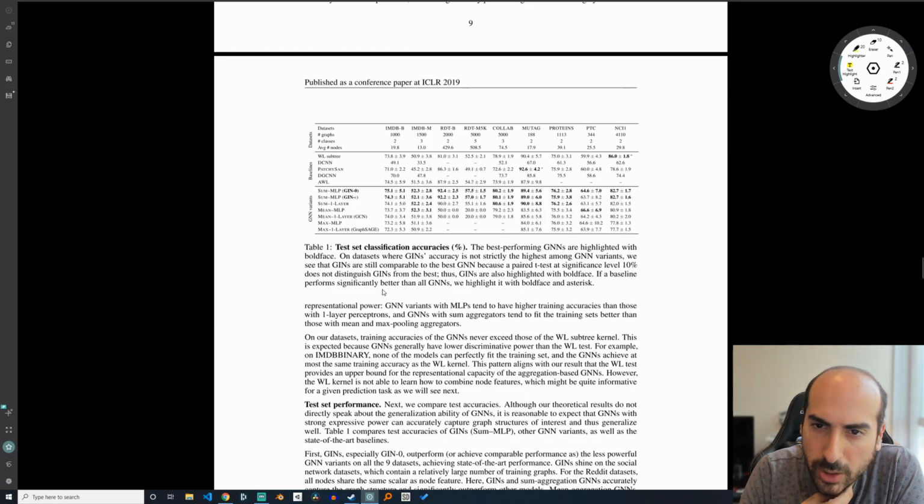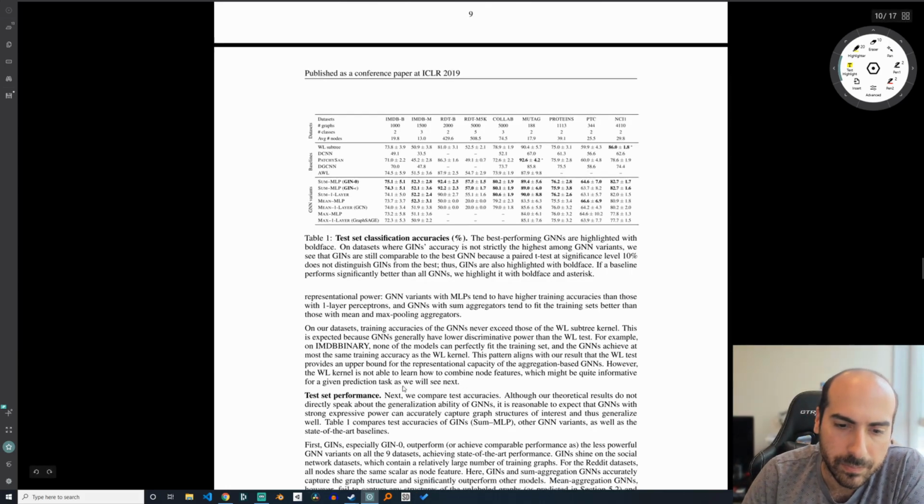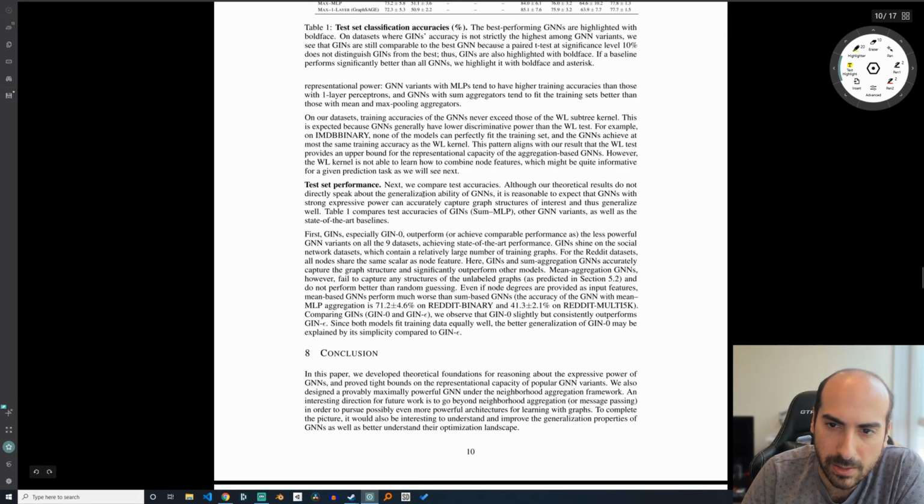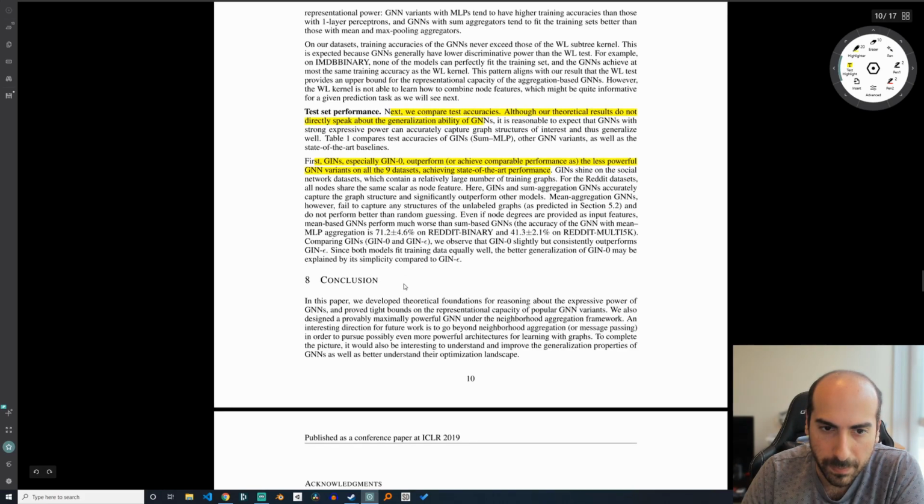I'm just slowly checking. Okay, so they have number of nodes, number of graphs. Okay, so then they compare test set accuracies. They do not talk about the generalization ability. Yeah, I mean, that is correct. They essentially outperform the less powerful GNN variants on all 9 data sets, achieving state of the art. In this paper, accuracy of GNN with MLP aggregation is 71 plus or minus 4.6.